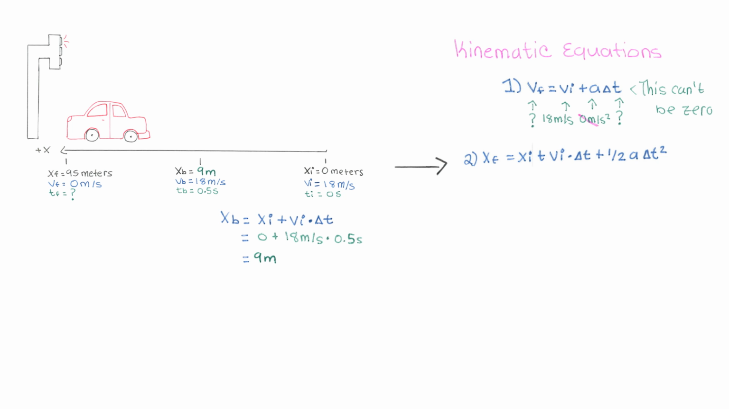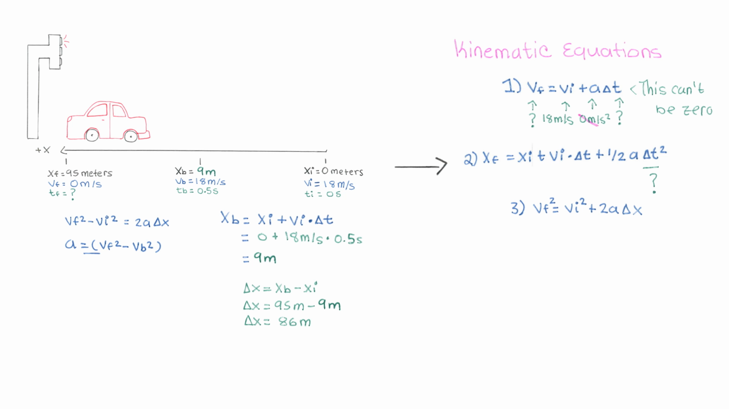Okay, let's try using the kinematic equation we just used. Final position equals initial position plus initial velocity multiplied by delta t, plus 1/2 times the acceleration multiplied by delta t squared. But we don't know delta t, do we? What about the third kinematic equation? Can it help us here? Do you remember what it was? Is that the one that says that the final velocity squared is equal to the initial velocity squared plus 2 times acceleration times delta x? Yes. We know that delta x is the difference between the final position and the initial position, so it would be from the stoplight to the braking position. So delta x is 86 meters. We also know the final velocity and initial velocity, so we can solve for the acceleration.